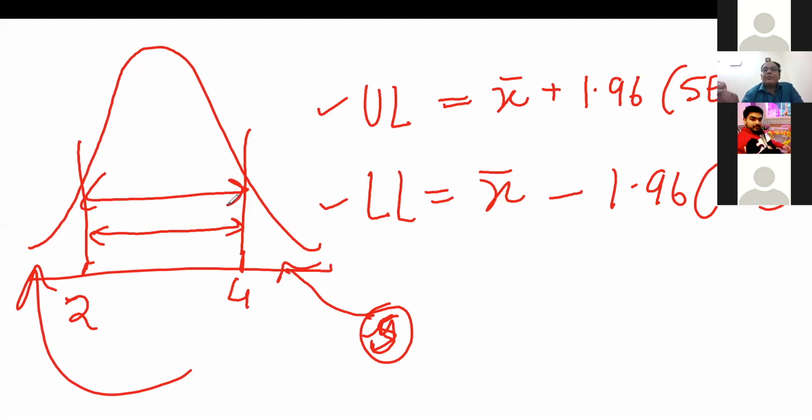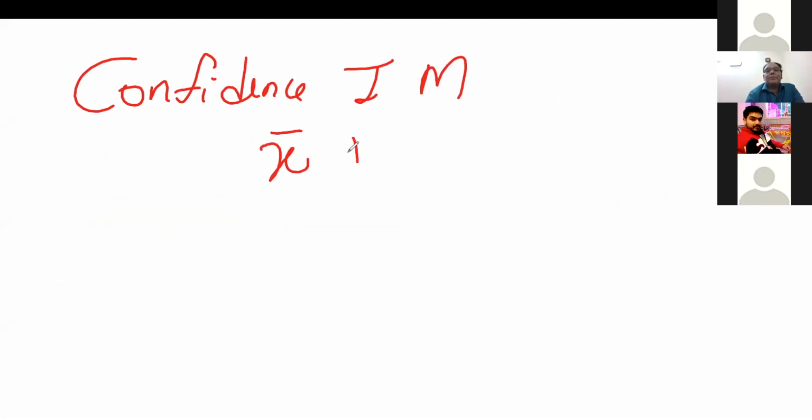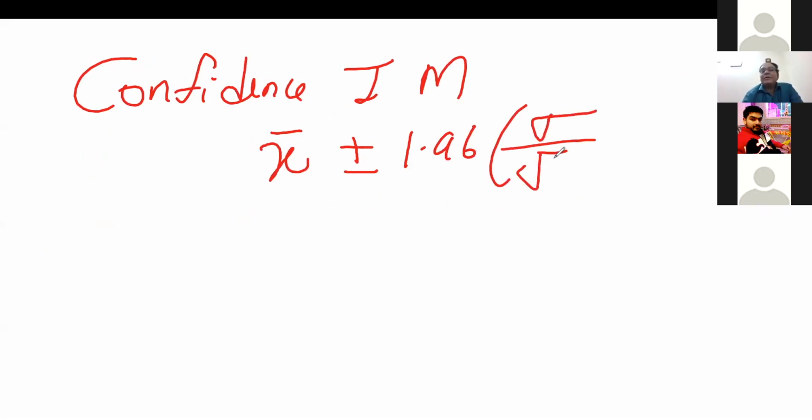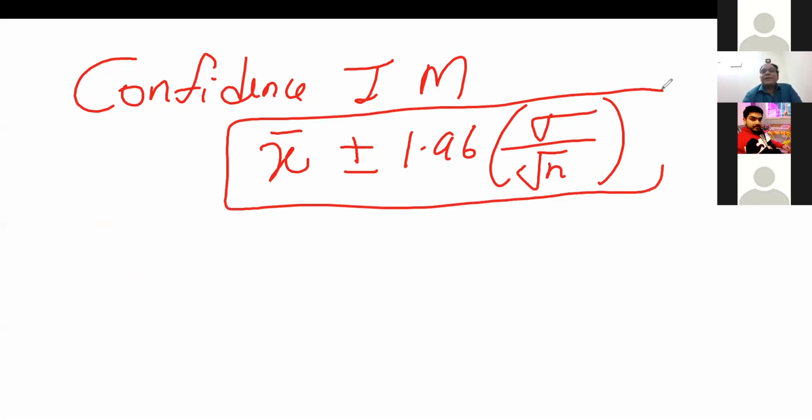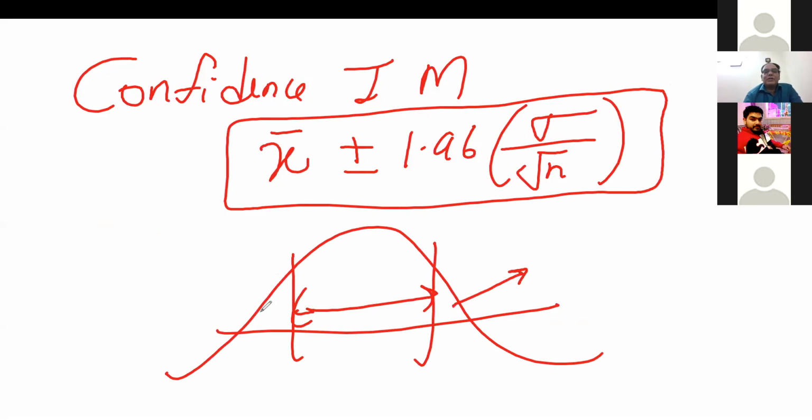This is the confidence interval method, which is exactly equal to mean plus minus 1.96, assuming a confidence level of 95%, multiplied by the standard deviation divided by root n. This formula gives me the upper limit and the lower limit. So if my sample value lies between these two limits, I accept the null hypothesis, and if the sample belongs to the rejection region, then I reject my null hypothesis.